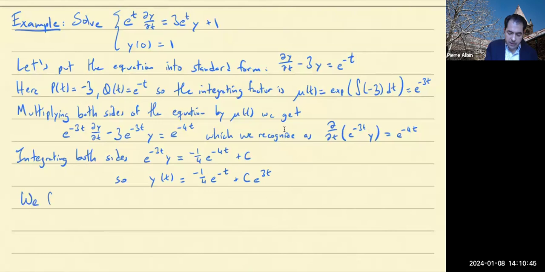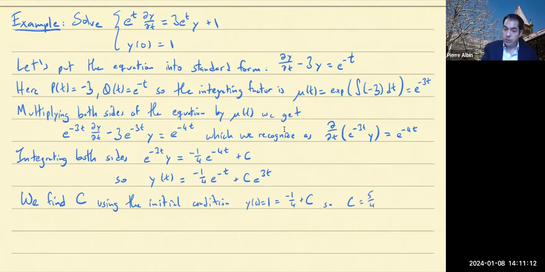Right? Then finally, we find the value of the constant using the initial condition. Right? y of 0 is equal to 1. Right? But if you plug in 0 to this equation that we found, you get minus 1/4 plus c. So that tells us that c is equal to 5/4. And the solution we wanted is y of t equals minus 1/4 e to the minus t plus 5/4 e to the 3t. Okay.